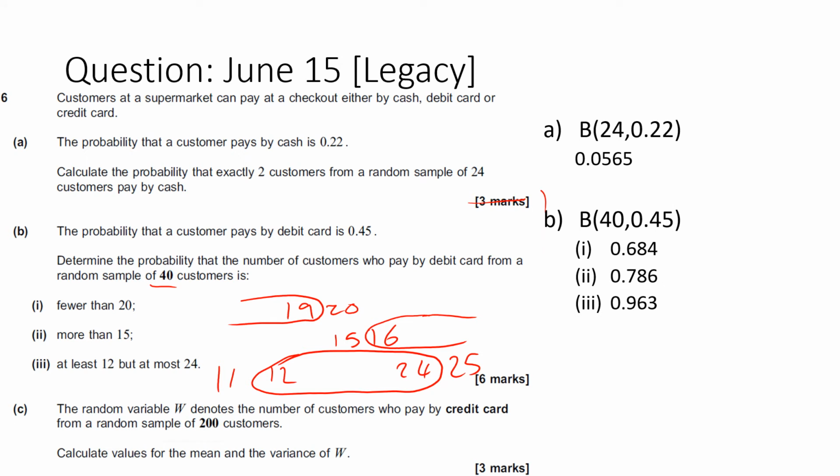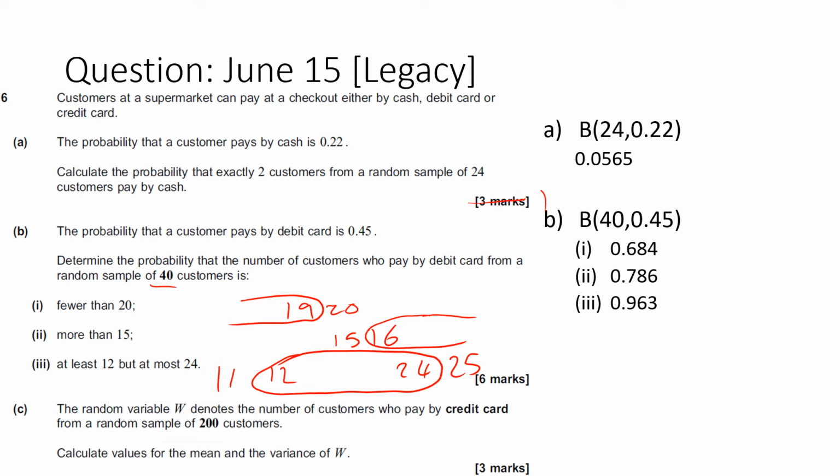So your probabilities are thus, using 19 as your upper, using your 40 and 0.45 with 0 as your lower, then 16 lower, 40 upper, 0.786, and 12 to 24, 0.963.